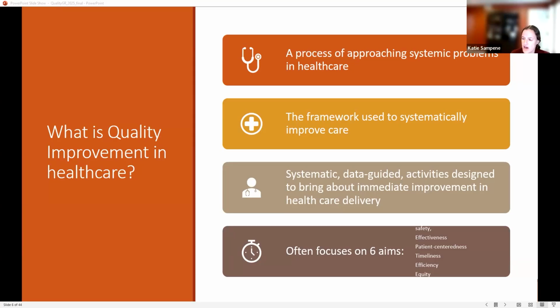And there are 6 aims that were put forth by the Institute of Medicine, which are safety, effectiveness, patient-centeredness, timeliness, efficiency, and equity. And so oftentimes our quality improvement endeavors will focus on one or more of those 6 aims.